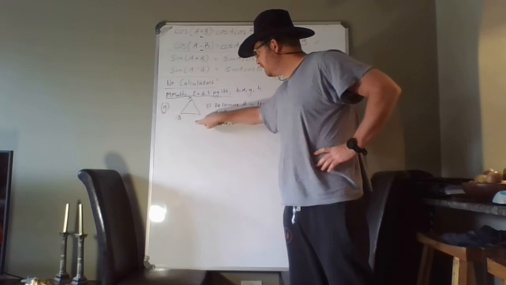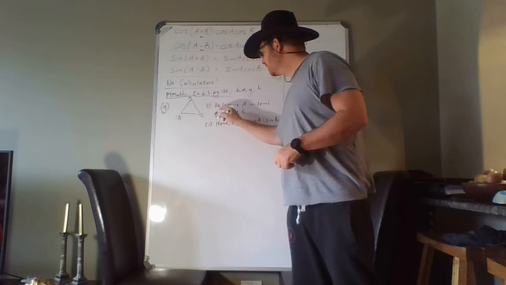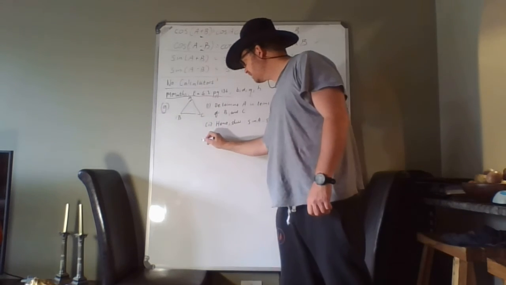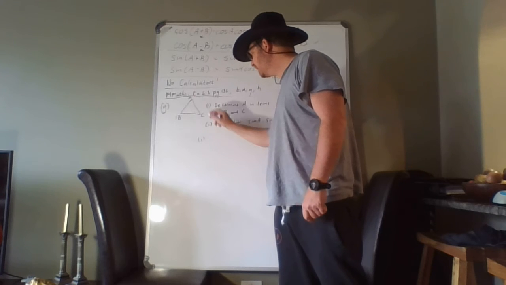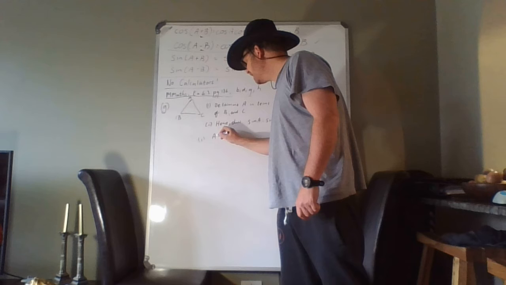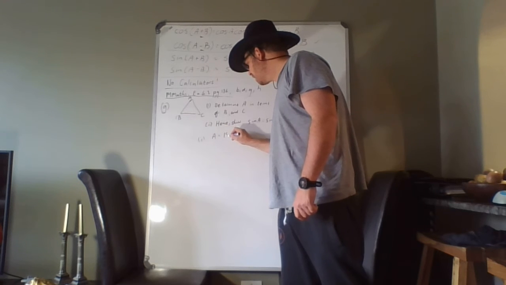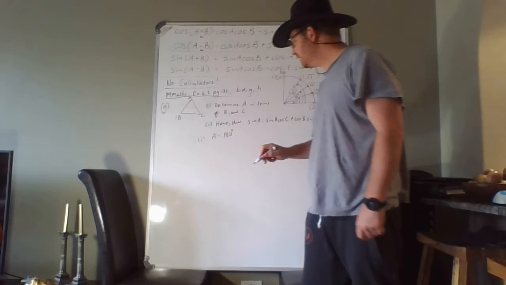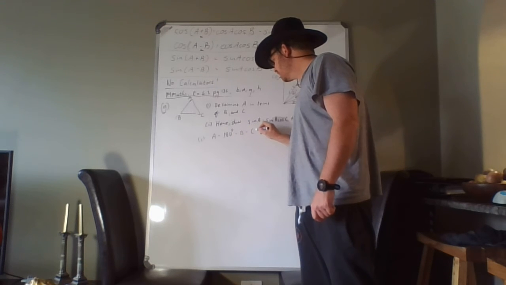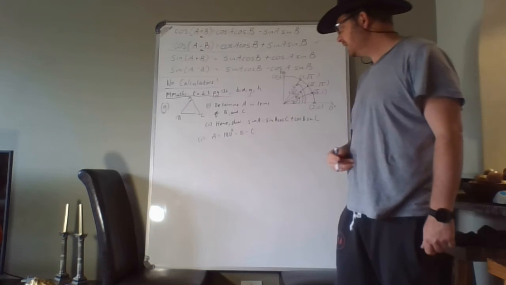You've got a triangle ABC. The first question says determine A in terms of B and C. So that's not rocket science. We know that A plus B plus C is 180. So A must be equal to 180 minus B minus C.